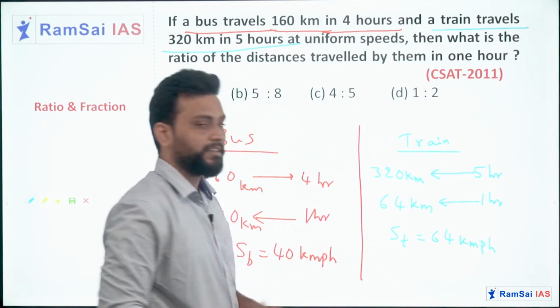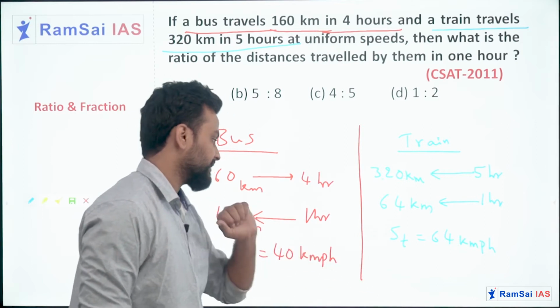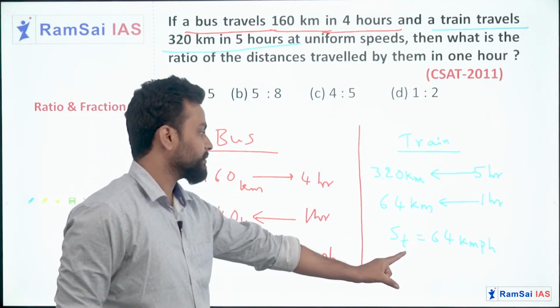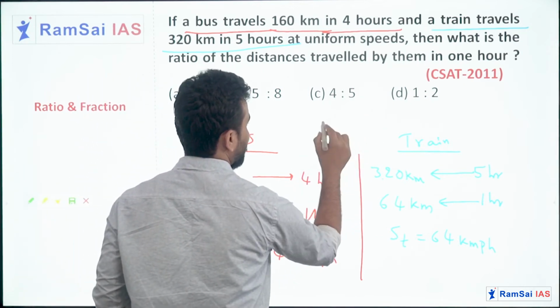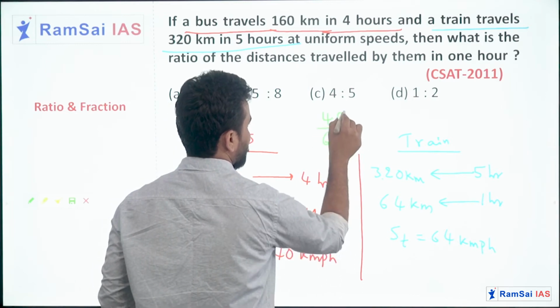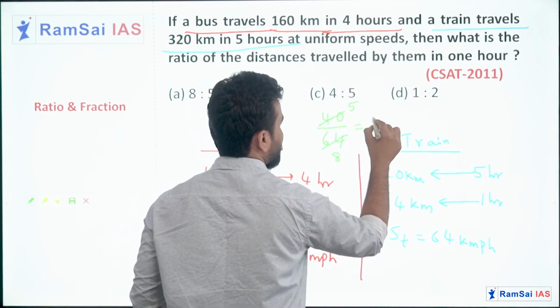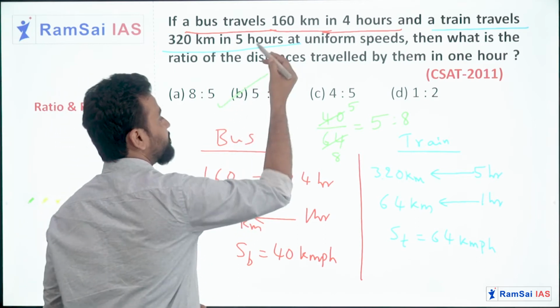Now, what we need to find out is the ratio of speeds of bus and train. So, SB is to ST, so 40 is to 64. I'll write here 40 is to 64. 8 5s are 40, 8 8s are 64. So this will be 5 is to 8, which is in option B.